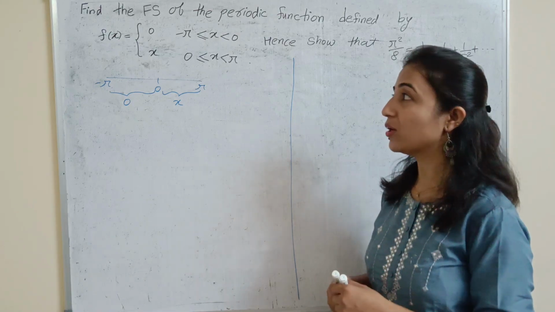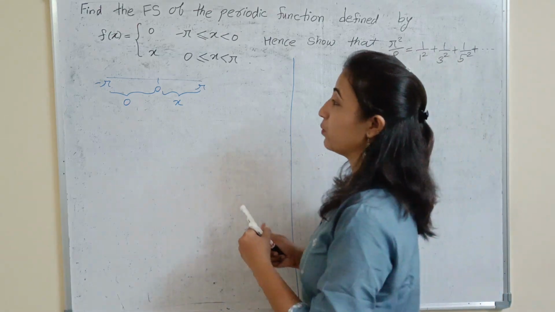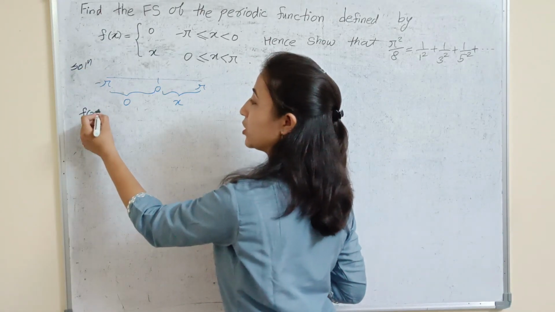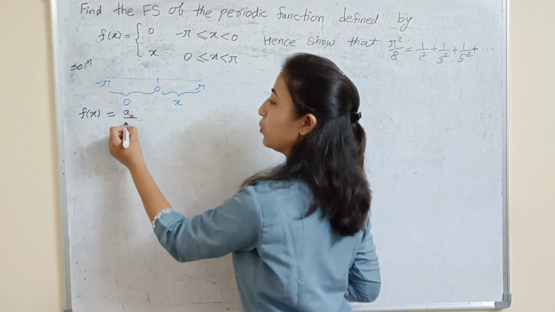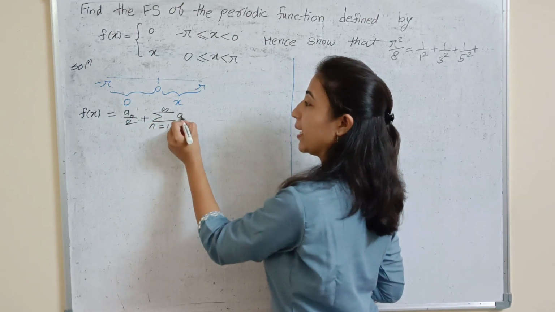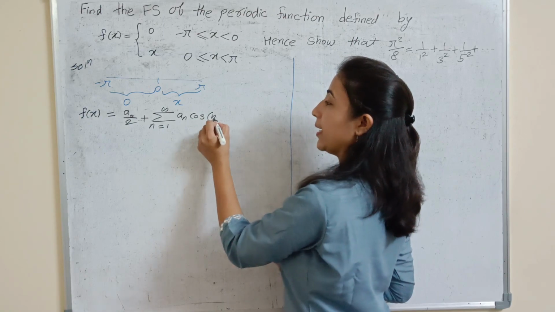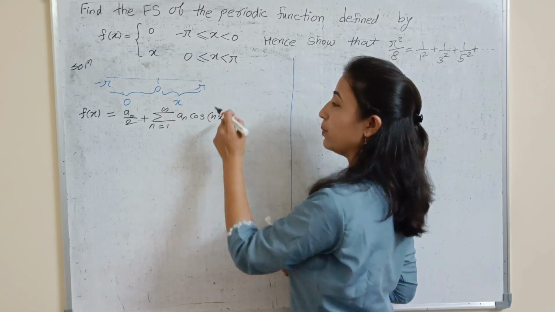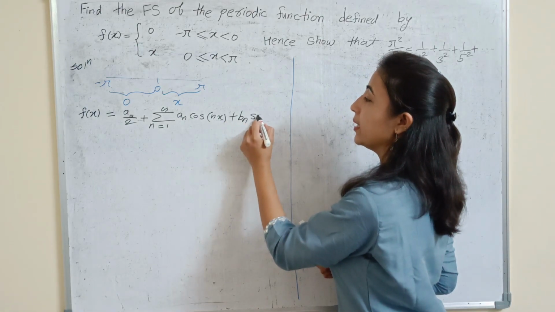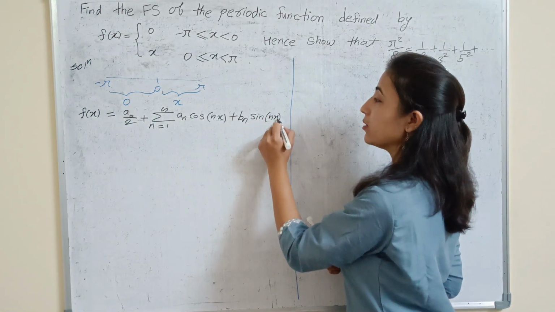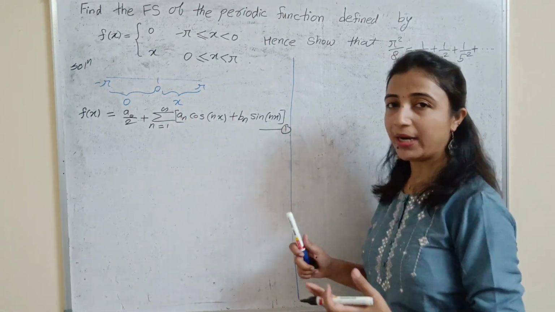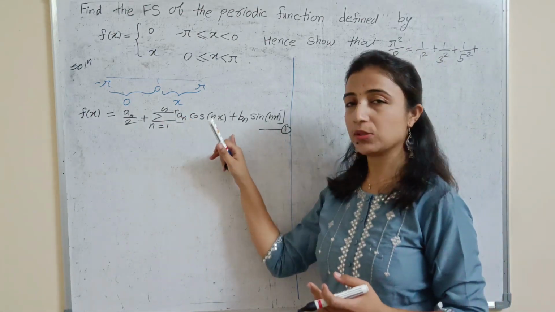Firstly, I will write here the general formula of the Fourier series. The Fourier series of the function f of x is a0 by 2 plus summation n varies from 1 to infinity of an cos nx plus bn sin nx, when the interval is minus pi to pi. This Fourier series I will consider as equation 1. So this is the Fourier series we had to find.